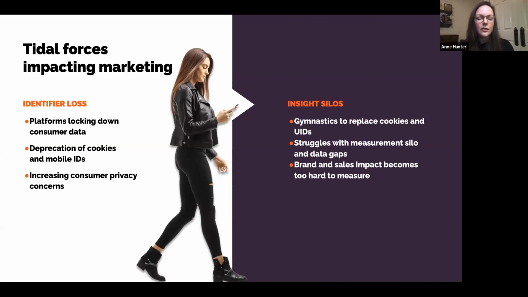So the traditional identifiers are being lost. You've seen this in every single article in every trade magazine recently. But the impacts of that are also really important. What people are doing to actually address these changes, such as trying to replace cookies with crazy technical gymnastics and create new UIDs that have a variety of different approaches, it is causing siloed insights. So different locations being able to deliver different types of data, no more standards of data.